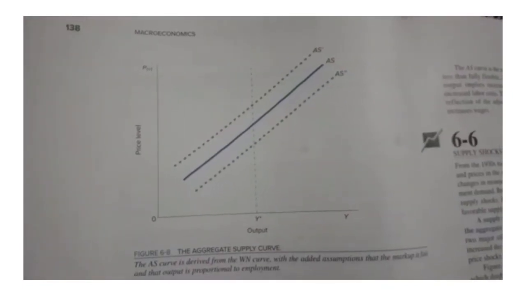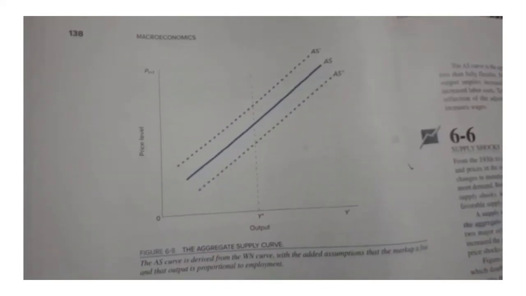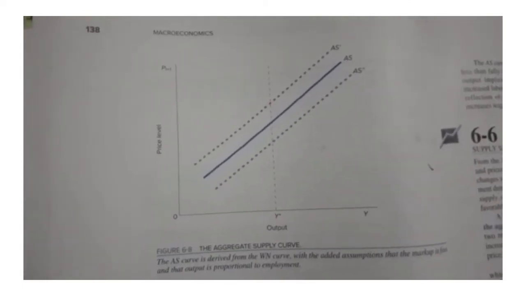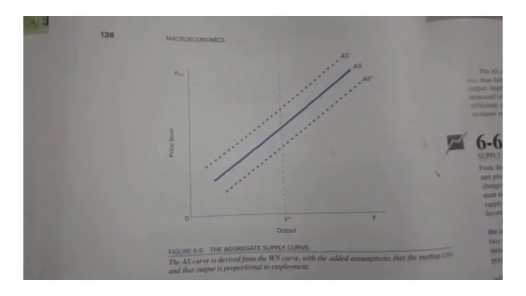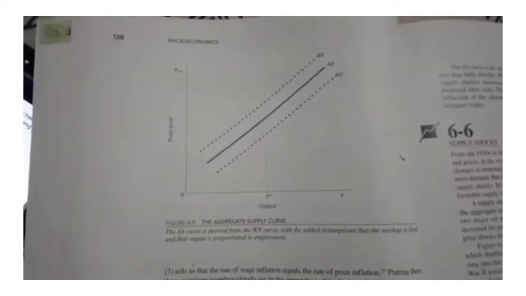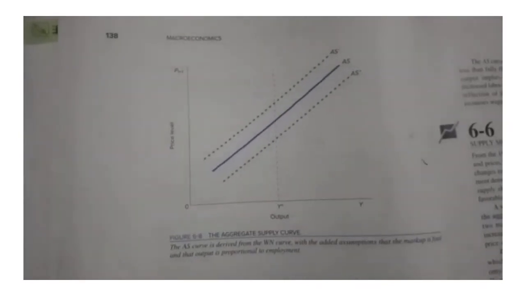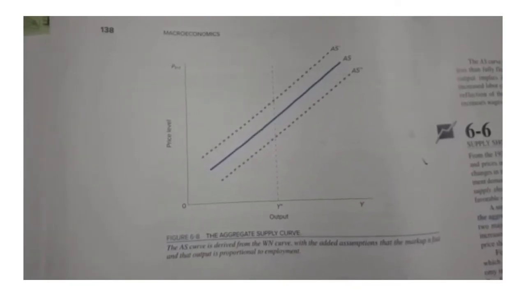So next we talk about figure 6.8, the aggregate supply curve. So 6.8 shows the aggregate supply curve implied by equation 9. This is equation 9. You see, this is equation 9, and the supply curve is upward sloping like the WN curve on which it is based.